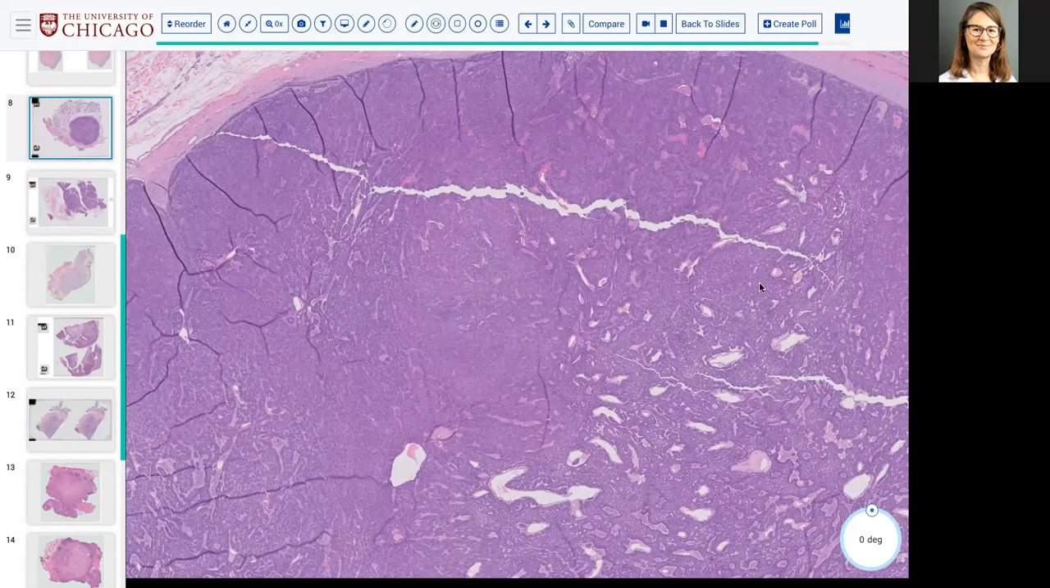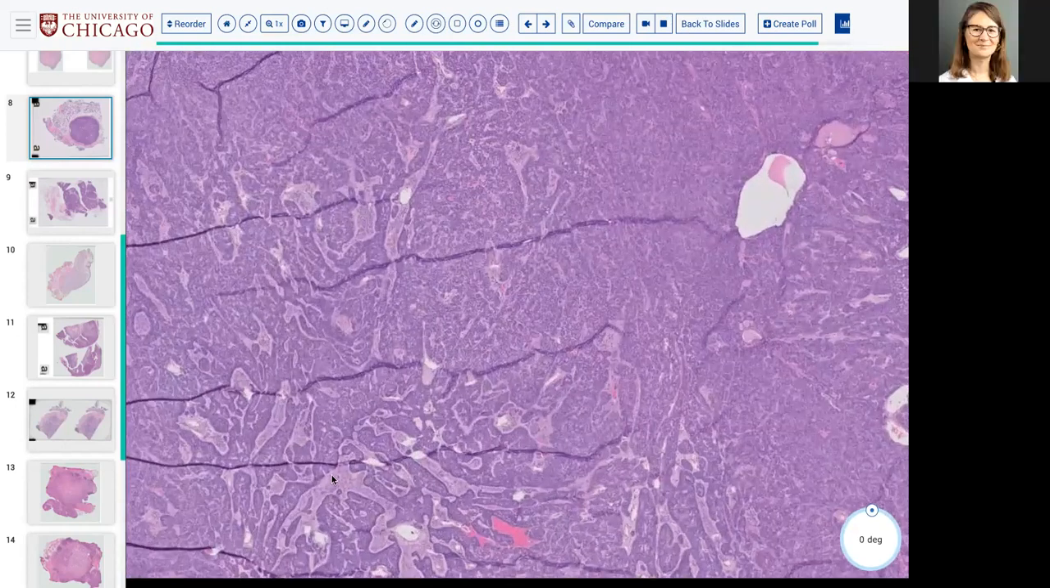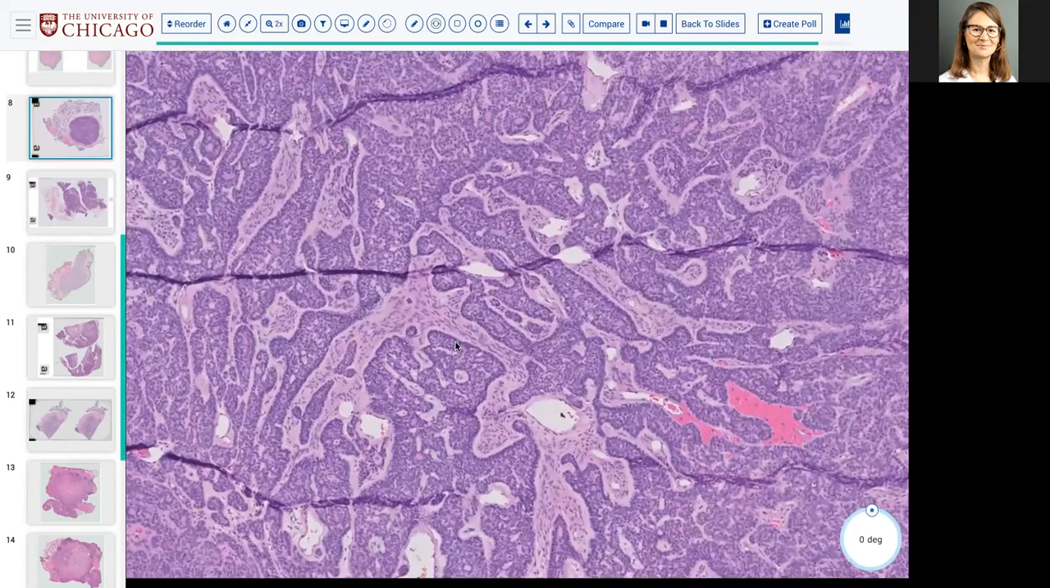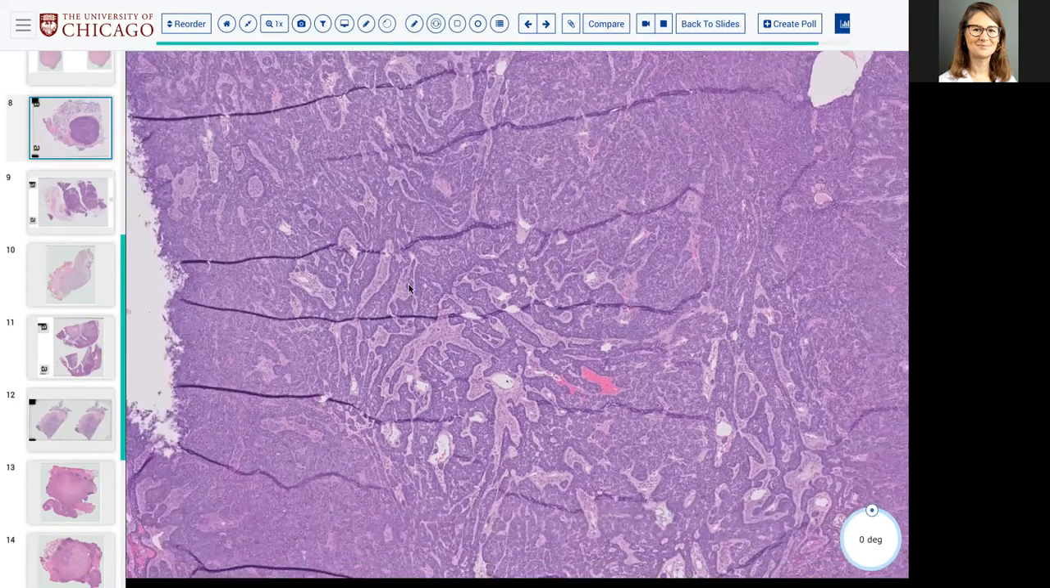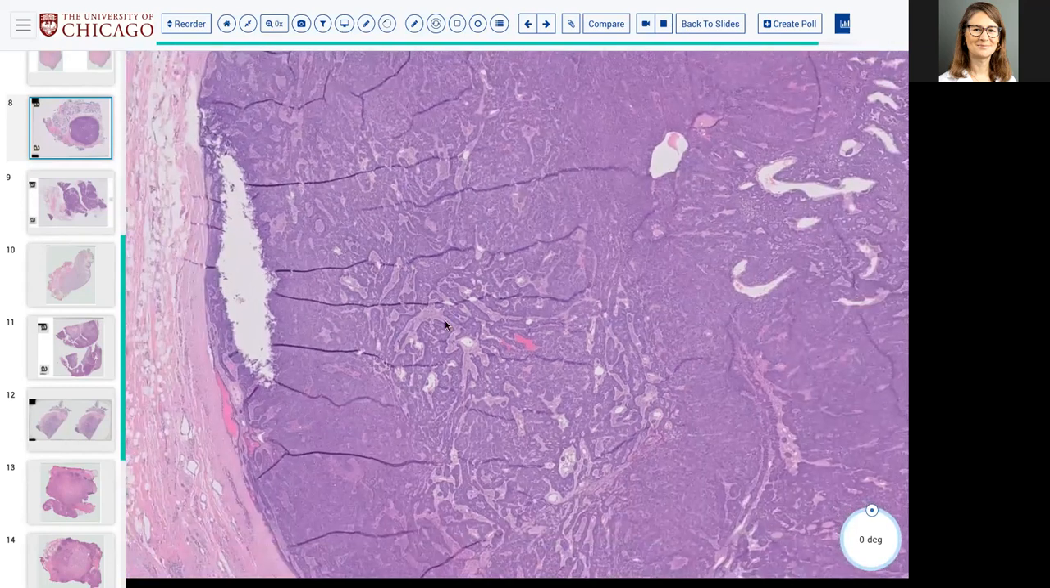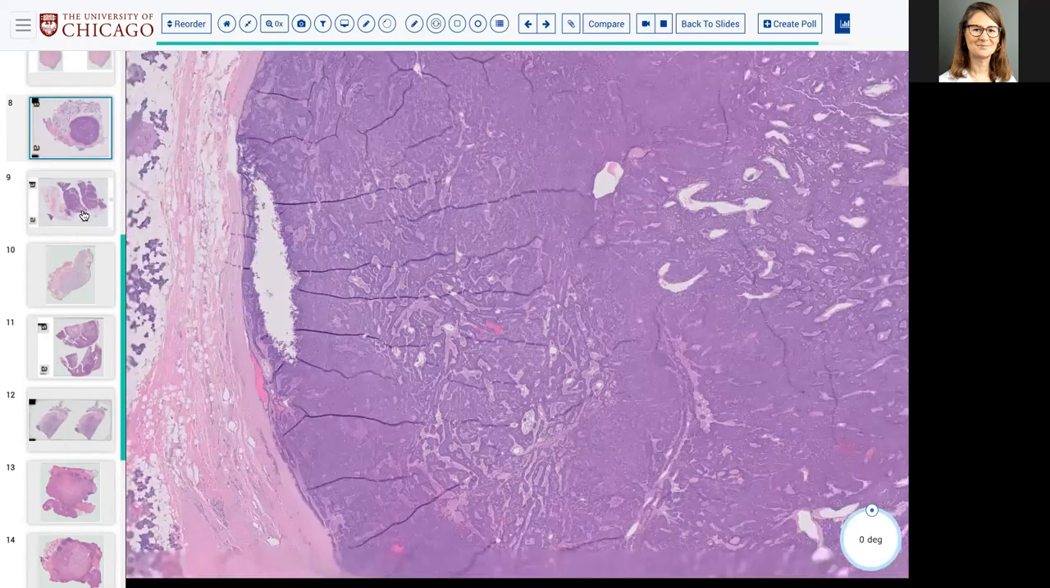What is that? Am I supposed to answer that question? I was playing homage to Jeopardy. What is this? What is S100? Yeah, it stains those cells. Maybe they have some myoepithelial phenotype, and so they have S100. I don't know, or some neurotized phenotype. I don't know, but yeah, cool.